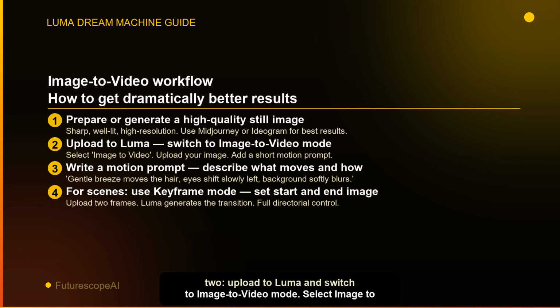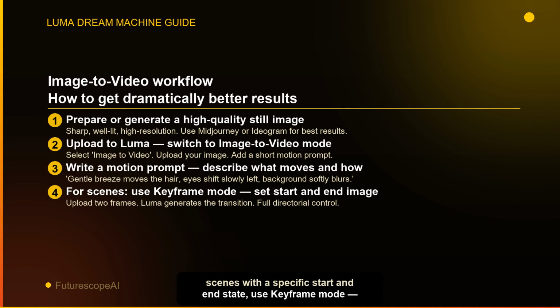Step 2. Upload to Luma and switch to image to video mode. Select image to video, upload your image, and add a short motion prompt. Step 3. Write the motion prompt. Describe what moves and how: hair, eyes, background, light. Keep it to 1 or 2 specific motions for the most controlled result.